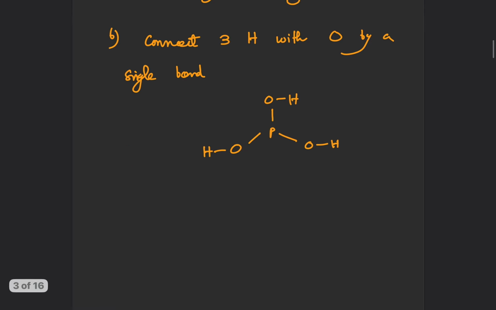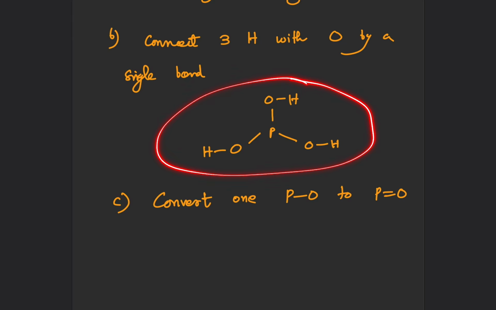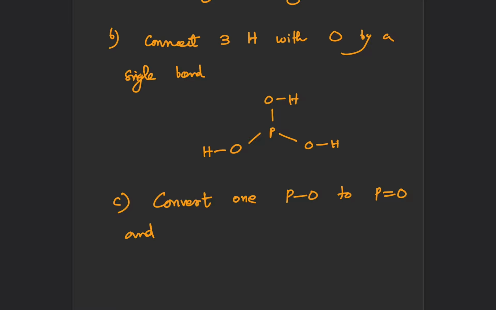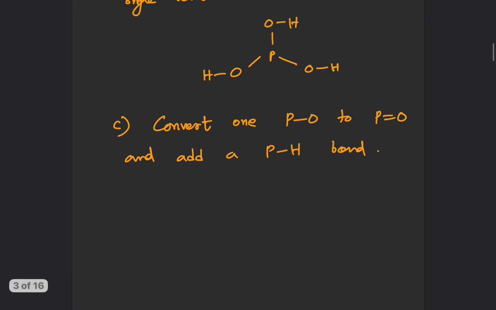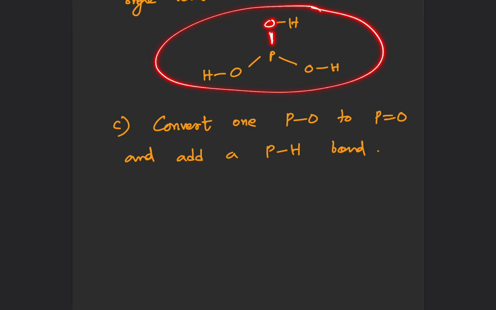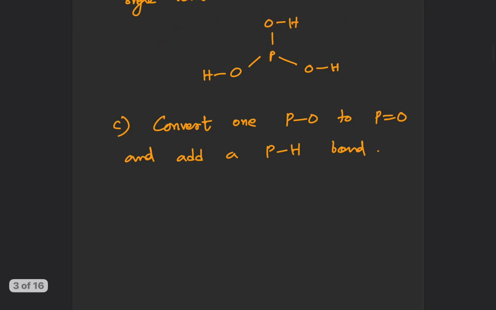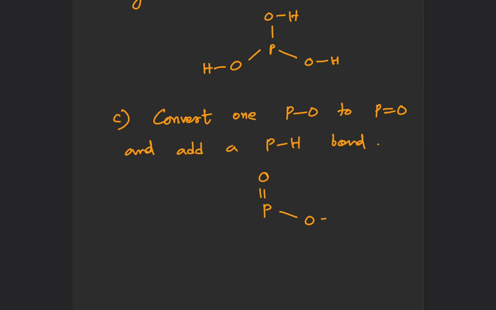So therefore what we do is, next convert 1 P single bond O to P double bond O. So whenever P single bond O is not working, you can convert P single bond O to P double bond O, and add a P-H bond. Basically, convert 1 P single bond O into P double bond O, and add 1 H here, right? So this will ultimately become P double bond O, single bond OH, single bond OH, and single bond H, right?